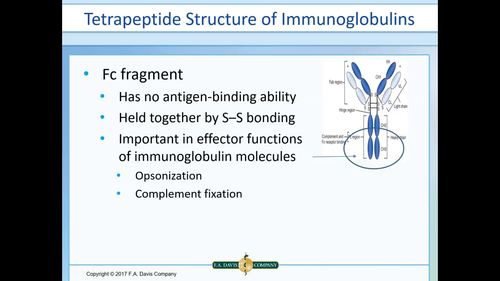The bottom piece is called the Fc fragment. It's got no antigen binding ability. It's held together by sulfide-sulfide bonding, and it's important in effector functions of immunoglobulin molecules such as opsonization and complement fixation that we're going to talk about during week 4. So I'm not going to get into a lot of detail about that right now. This is the part that could potentially be bound to some type of a lymphocyte.